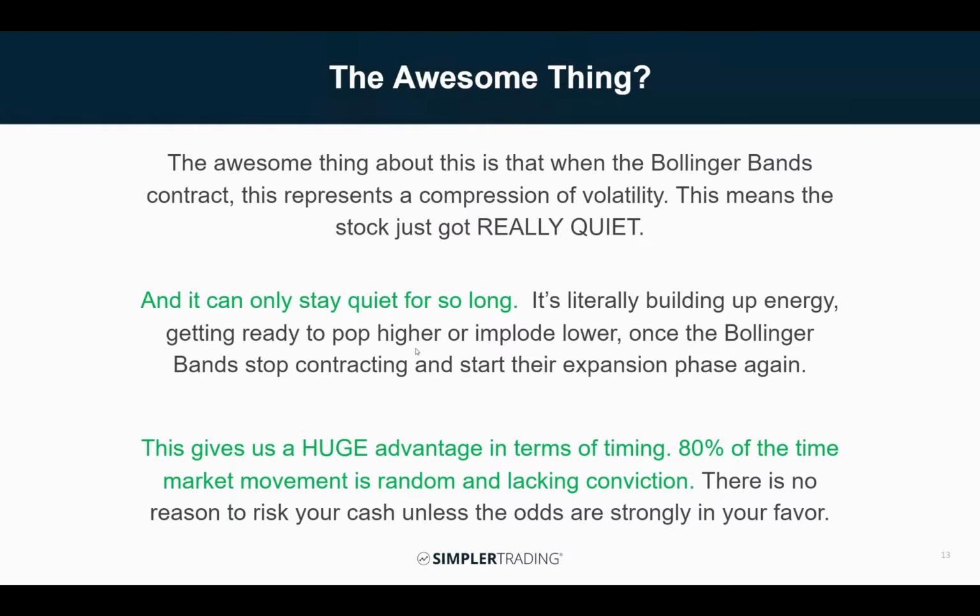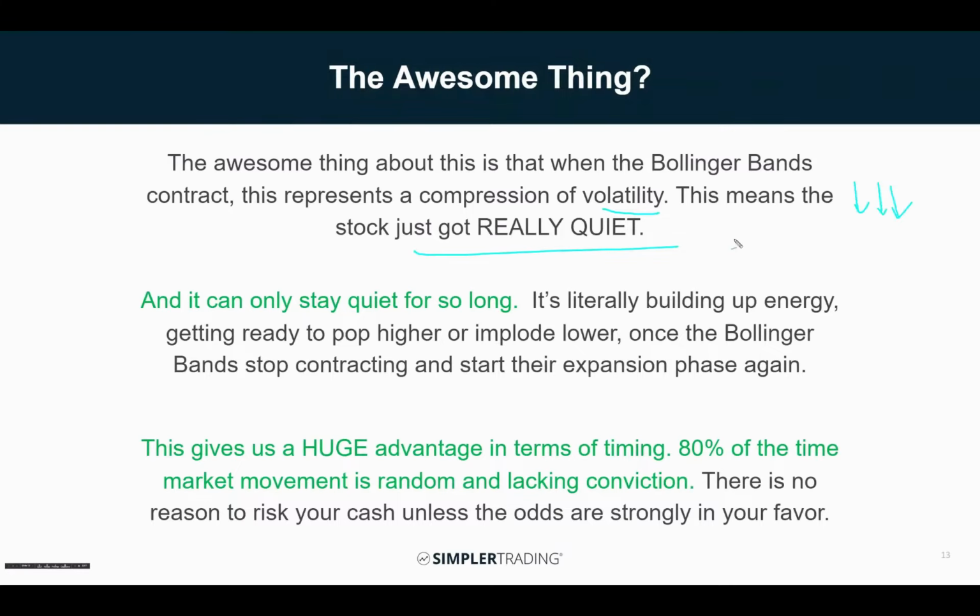So the awesome thing about all this is that when the Bollinger Bands contract, this represents a compression of volatility. This means that the stock just got really quiet. Okay, there's a very beautiful thing about this, because you don't have to even know very much about options. But if you are buying options when a stock has suddenly gone really quiet, you are going to get those options at a cheaper price, meaning that the premium portion of that option is going to decrease because the market has gotten quieter. The stock has gotten quieter.